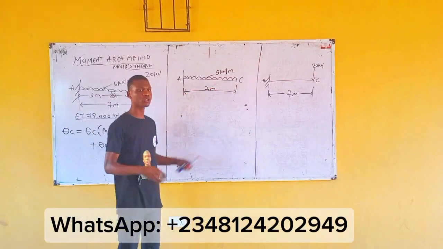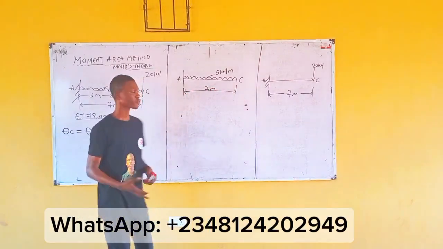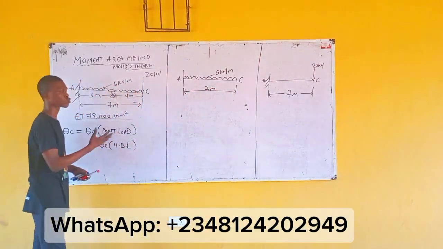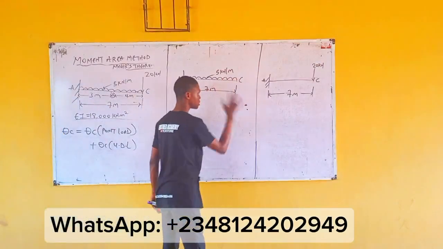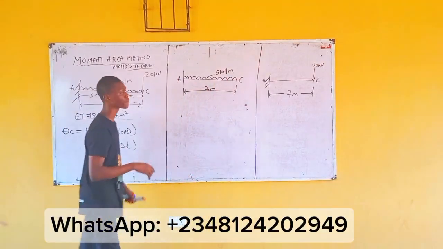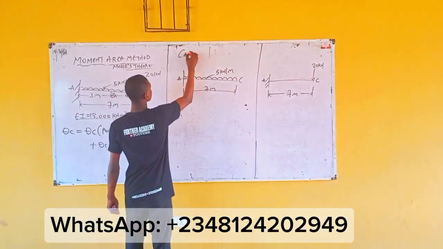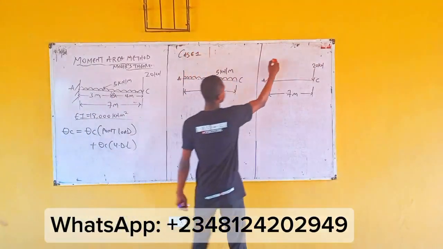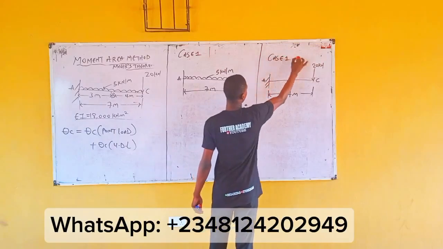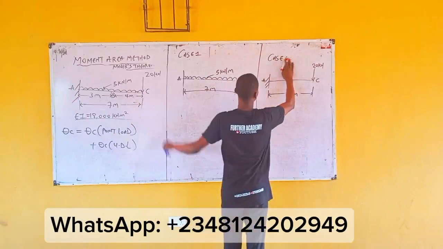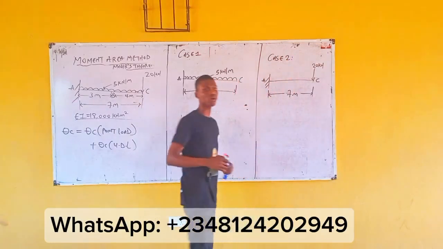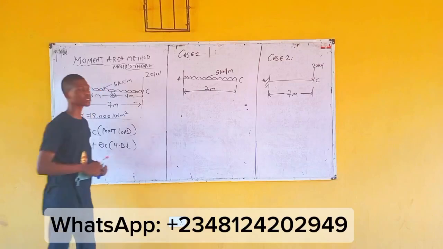Given this question, you've simplified it. From here, it's complicated and cumbersome, but from here, you've already made it simple. Let's say this is case 1, and this is case 2. The combination of case 1 and case 2 will give you the original question. True or false? True.